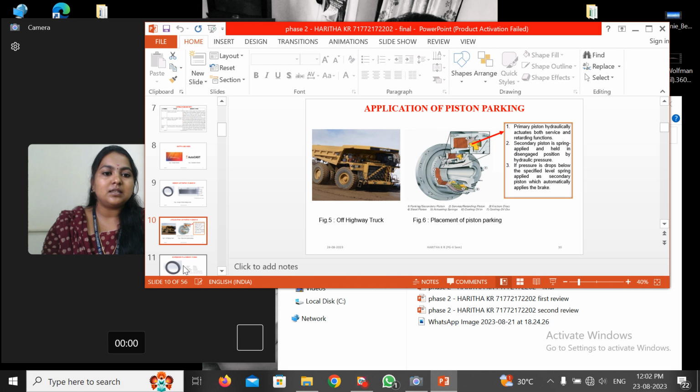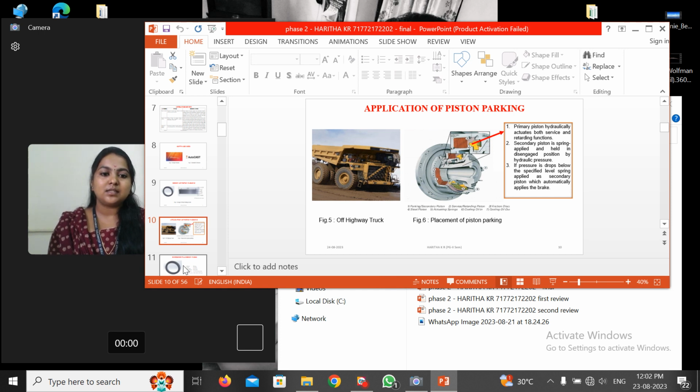Here the yellow part is called the piston. This is the piston parking component, which is hydraulically actuated for both service and retarding function. Retarding function means the movement of the vehicle has to be stopped initially to hold the position. It also works in both service and retarding function in the same essence.